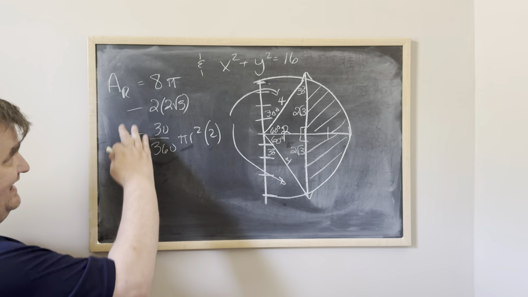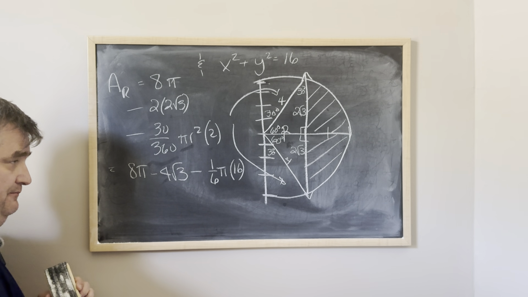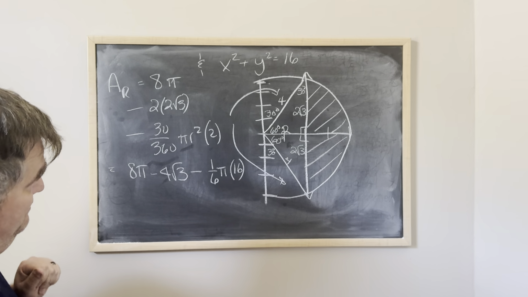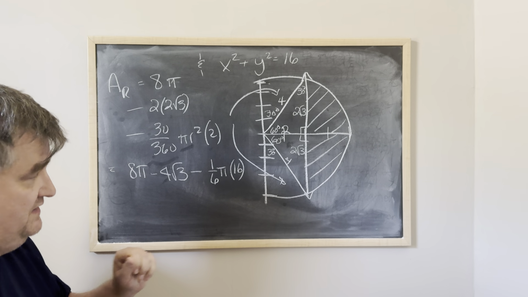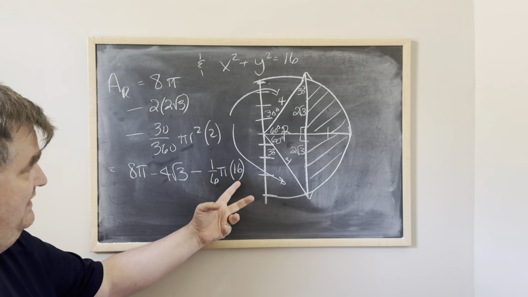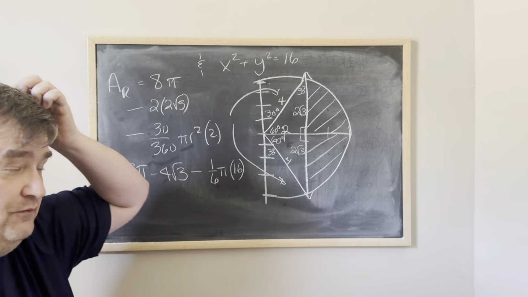So let's compute this. So we have 8 pi minus 4 square root 3 minus 1/6 pi times 16. So I've multiplied this number. I've gone ahead and put the 2 in already here. So I have 60 over 360 degrees. That equals 1/6 pi. And we know what r squared is because that came from the original equation.